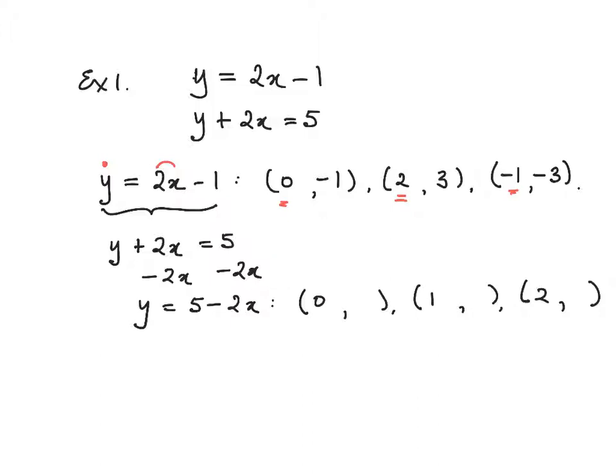Now, this equation says that we multiply the x by 2 and then subtract from 5. Multiply x by 2 and subtract from 5. So 2 times 0 is 0. 5 take away 0 is 5. 2 times 1 is 2, so 5 take away 2 is 3. And finally, 2 times 2 is 4, 5 take away 4 is 1. So I've now got 3 points that lie on each line.